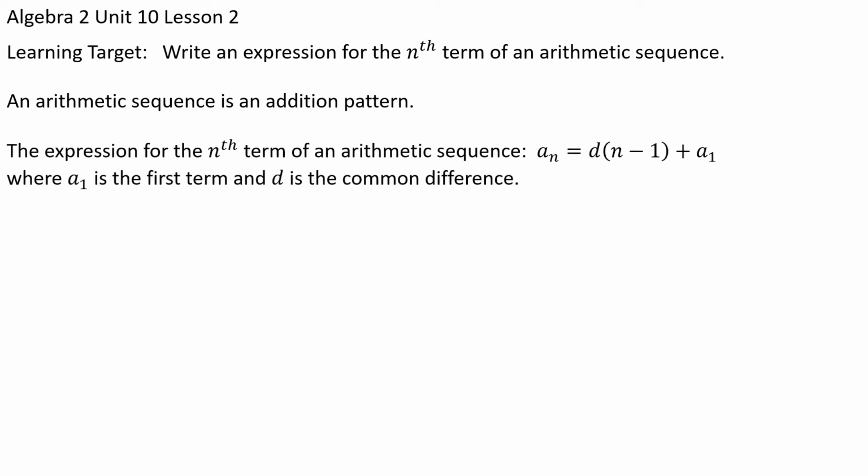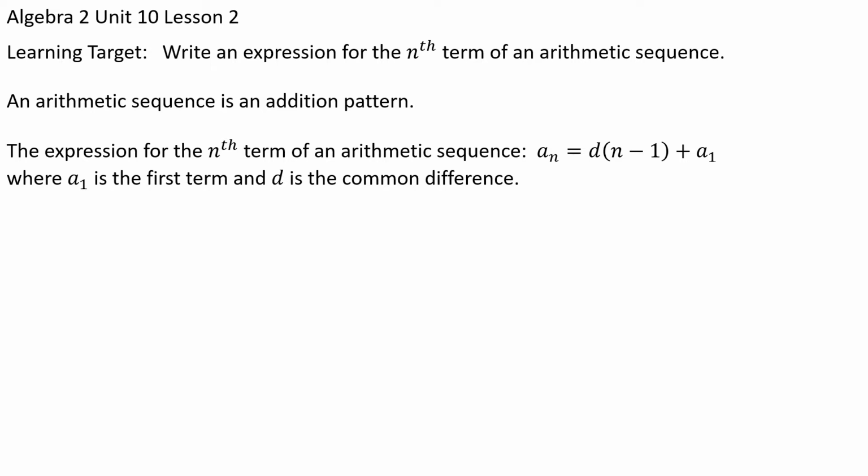Now the equation we're going to use: the nth term, a sub n, equals d times the quantity n minus 1, plus a1. Of course, you should already recognize that an is the nth term, and that a1 is the first term. The new vocabulary here is that d is the common difference.